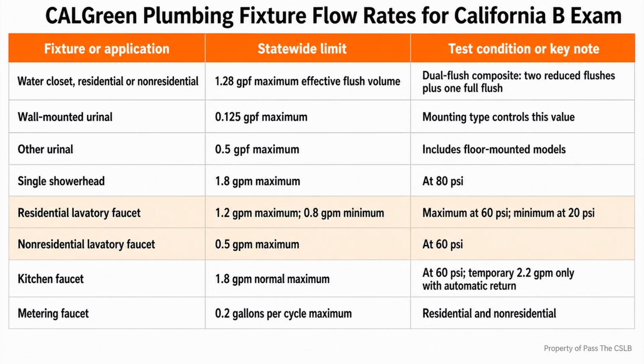The water closet number that matters for a new installation is 1.28 gallons per flush. The number that defines an older toilet as non-compliant under California Civil Code is different. That threshold is more than 1.6 gallons per flush. I will return to the retrofit rule shortly, but I want to plant the distinction now because it is one of the most important memory connections in the lesson.